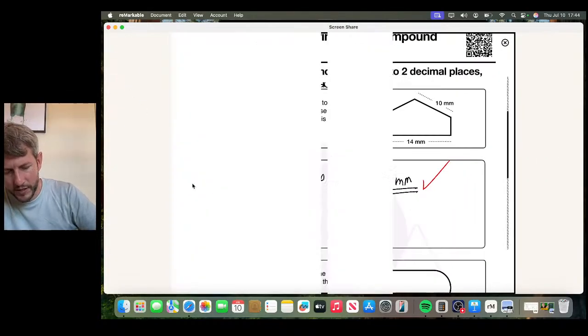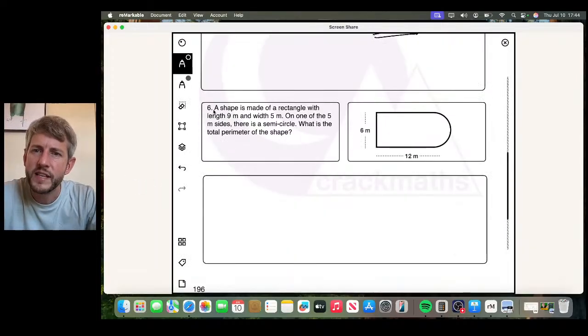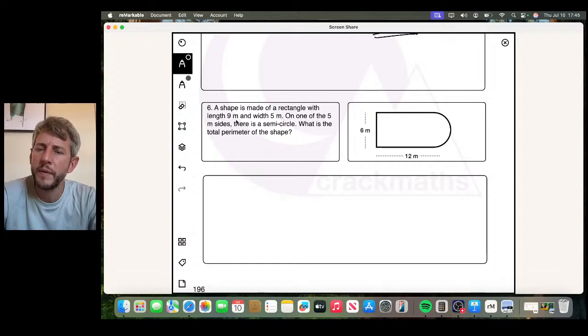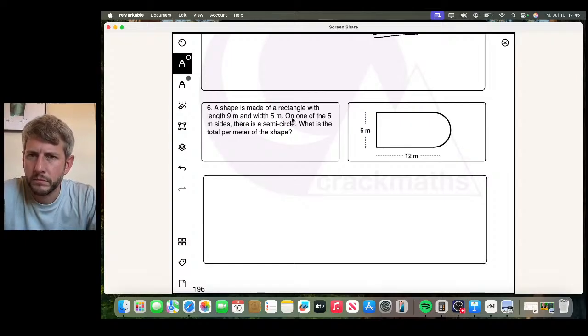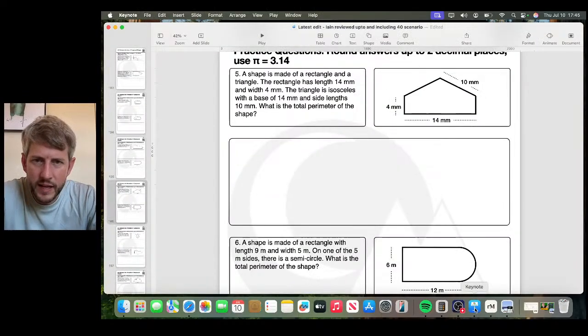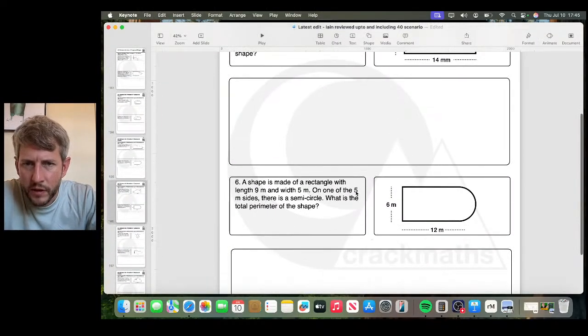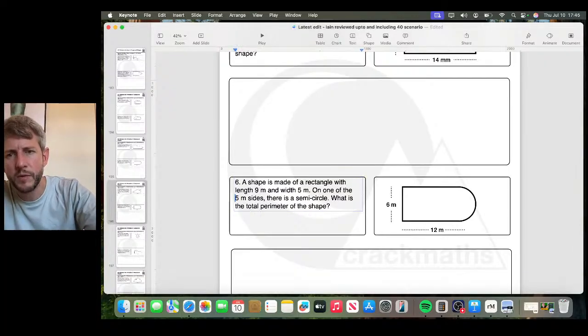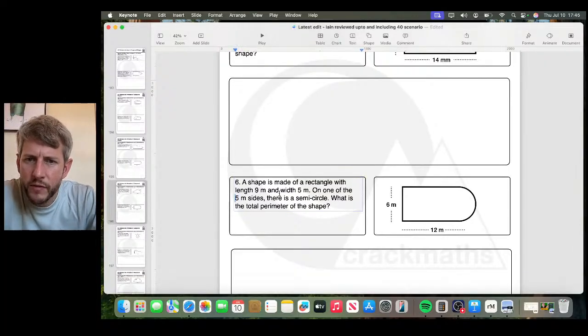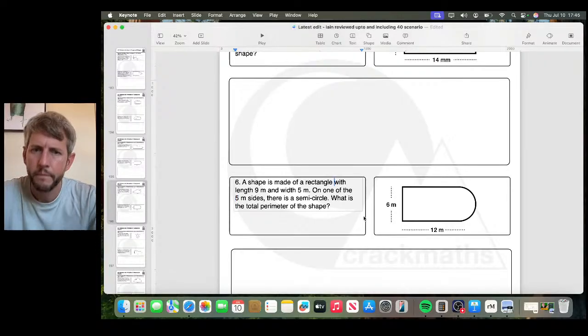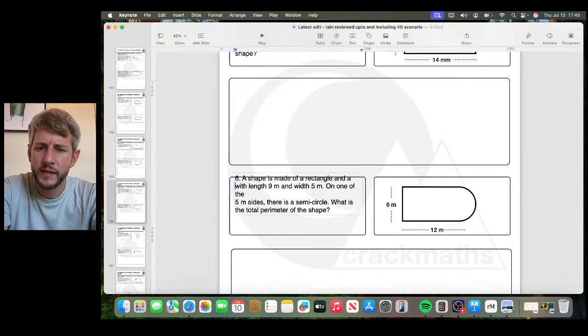Okay, right, so here we go. Question 6 says, a shape is made of a rectangle with length 9 meters and 4 meters. Okay, on one of the 5mm sides there is a semicircle. What is the total perimeter of the shape? Okay, so let's just alter that because that's there. That should be like this. A shape is made of a rectangle and a semicircle.